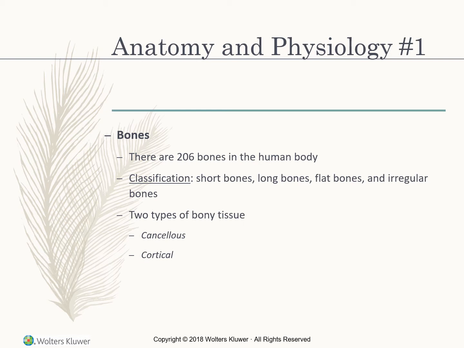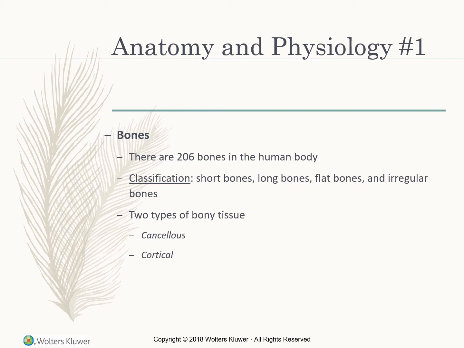There are two types of bony tissues. The first is the cancellous bone, or spongy bone, which is light and contains many spaces. The second is the cortical bone, or compact bone, which is dense and hard. Both types of bone are found in varying amounts in all bones.